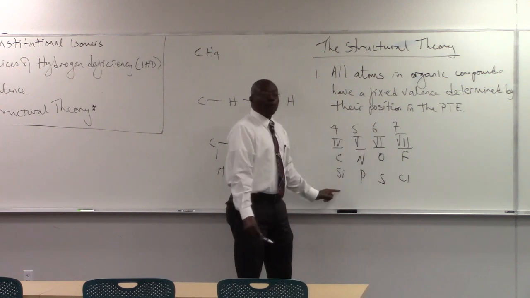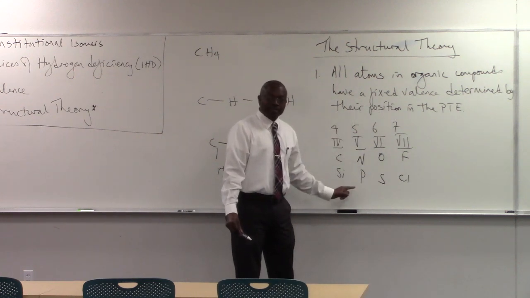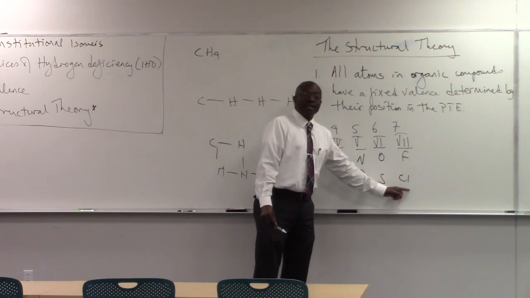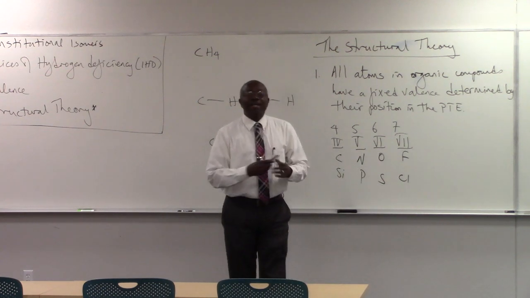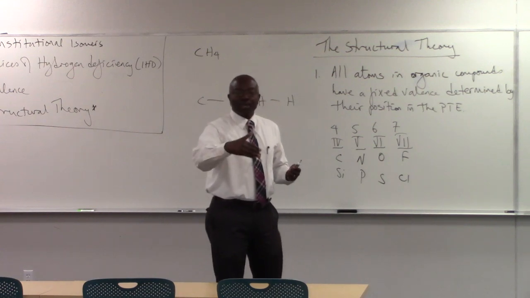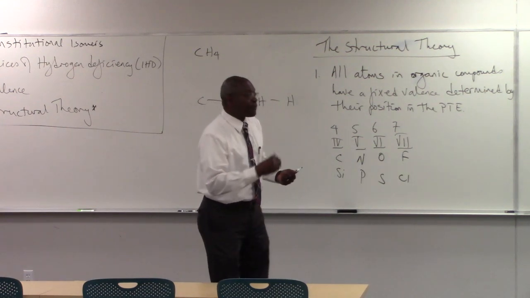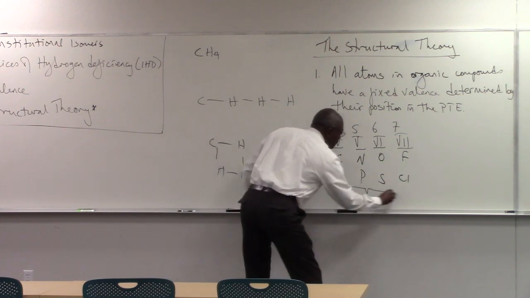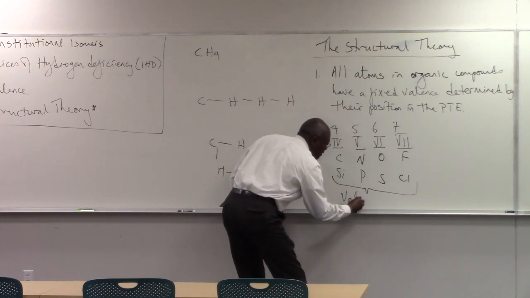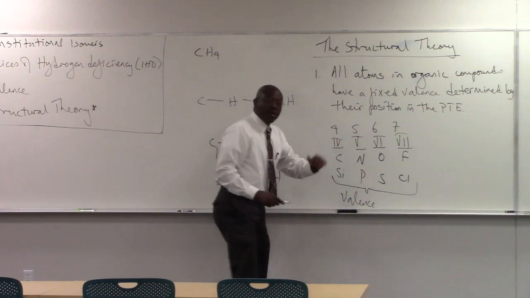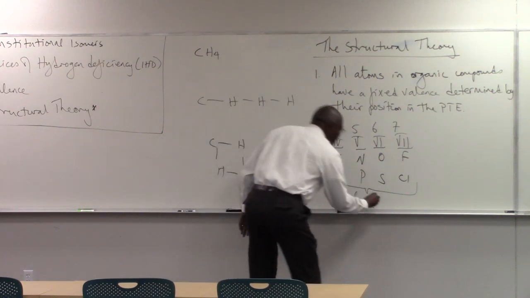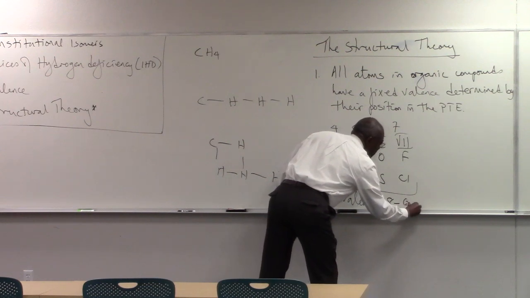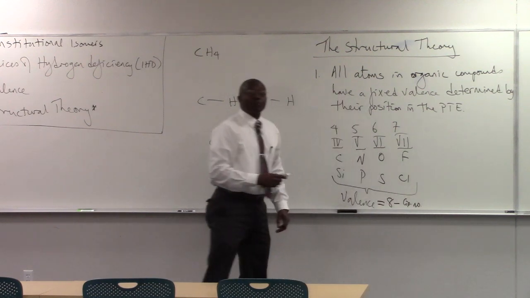So if I'm in group 4, I am always tetravalent. If I'm in group 5, 6, and 7, my valence will essentially be 8 minus the group number. I suppose I can say the same thing for group 4. So their valences for all of these, in other words, the number of bonds that they will form, will be equal to 8 minus the group number.